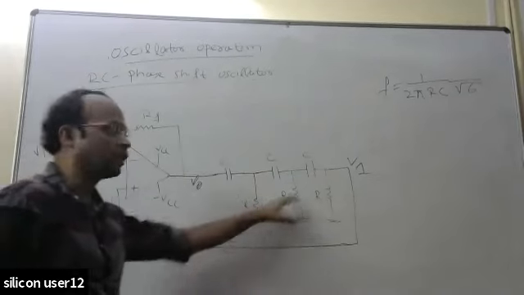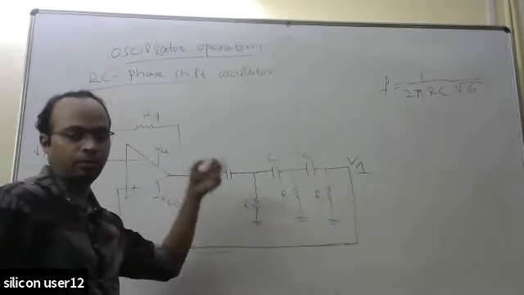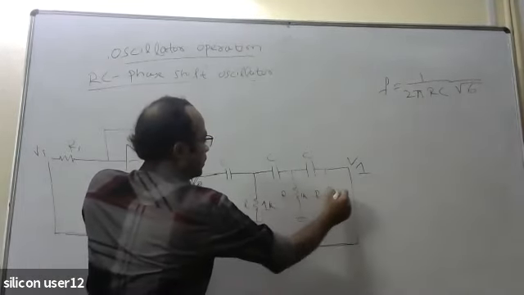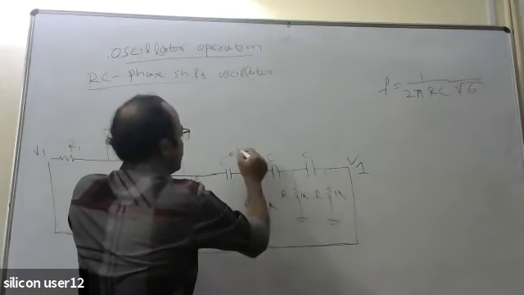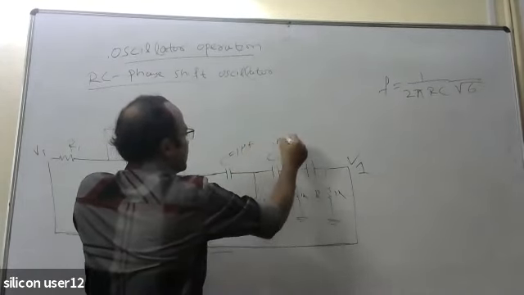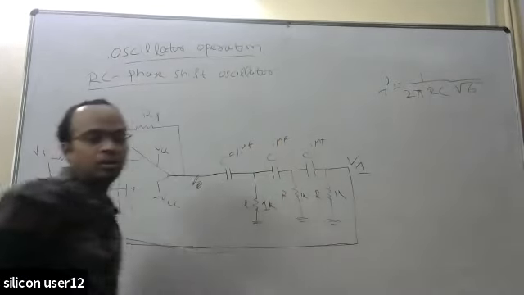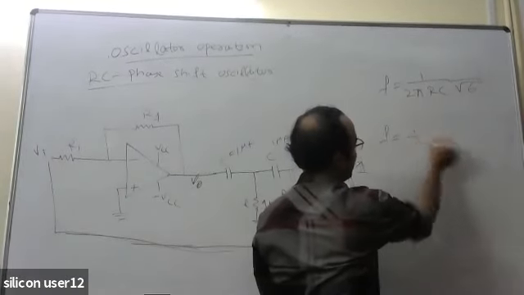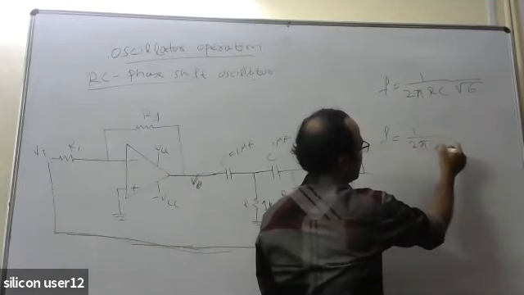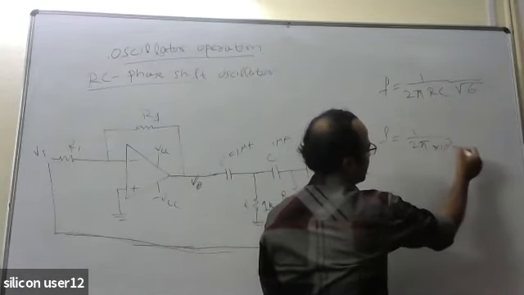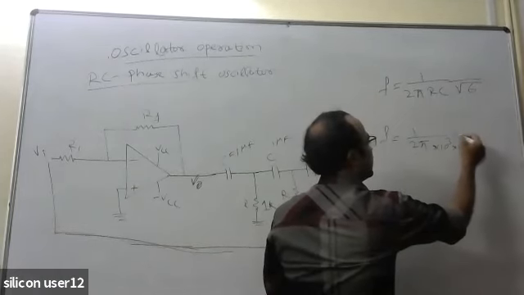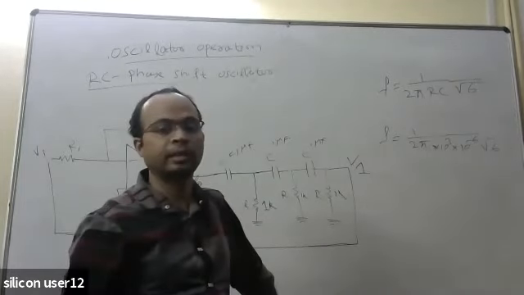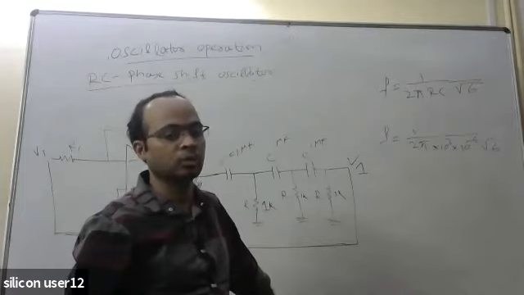Always remember, all the R will be the same and all the C will be the same. Only then can you do this. So let's say each R is 1 kilo ohm, 1K, and each C is 1 microfarad. Just put in these values and you can calculate. So F will be equal to 1 by 2 pi into 1K, that means 10 to the power 3, into 1 microfarad, 10 to the minus 6, root 6. You just have to calculate it and you can find the frequency of this oscillator.